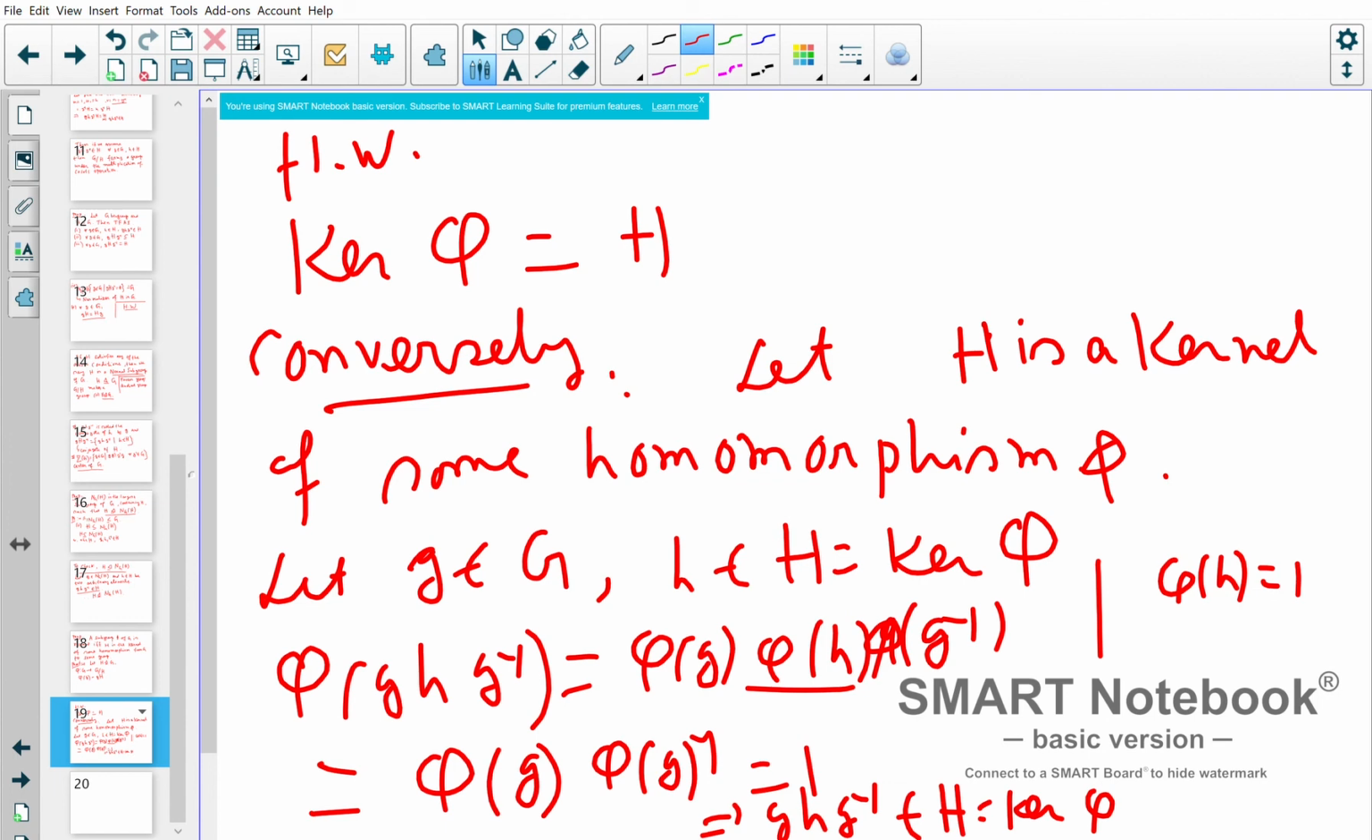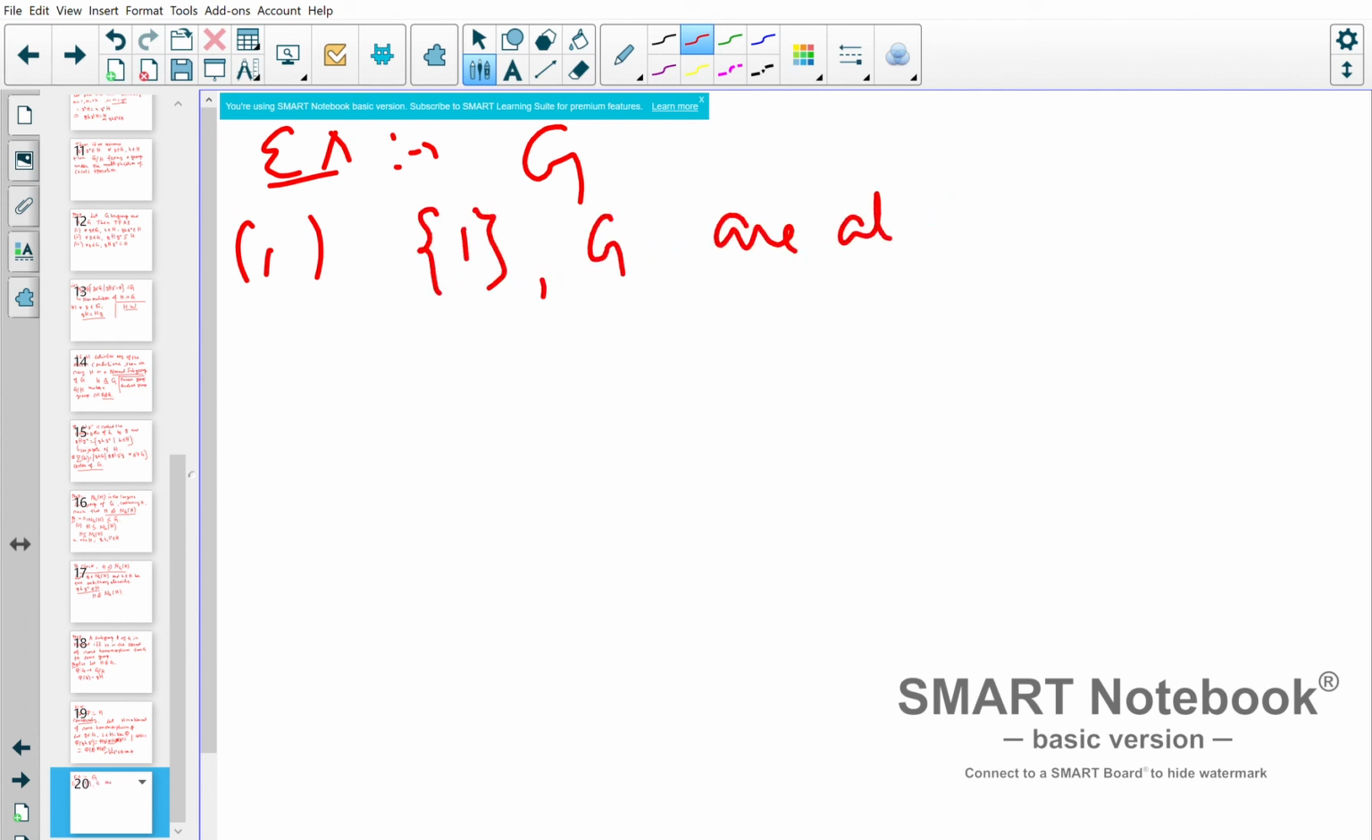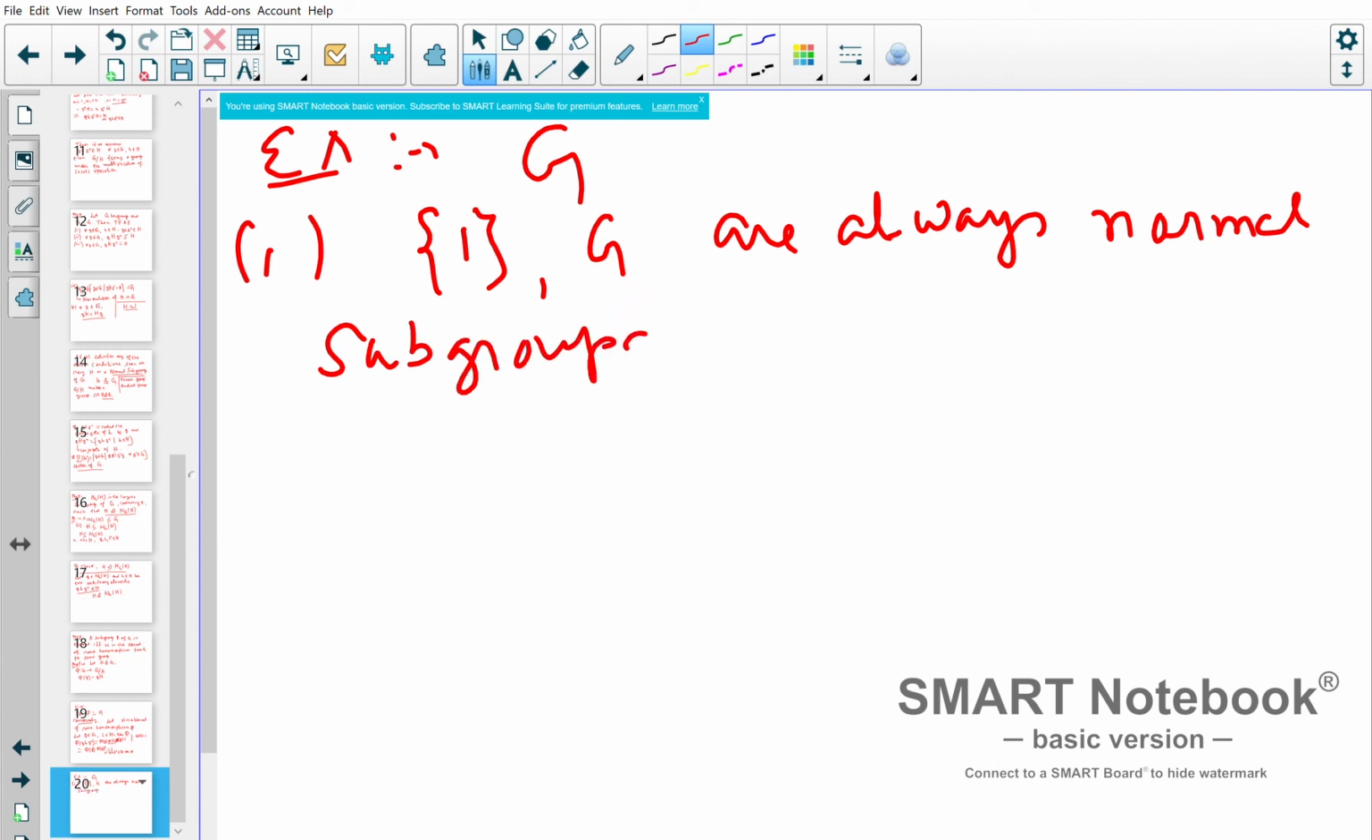Now you can have some examples. Let me give some examples of this. You have a group G, and then there are trivial examples. What are the trivial examples? The identity and G are always normal subgroups of G.